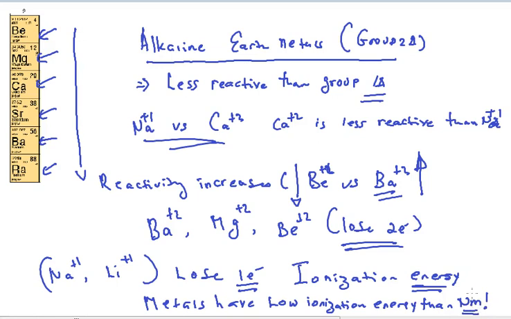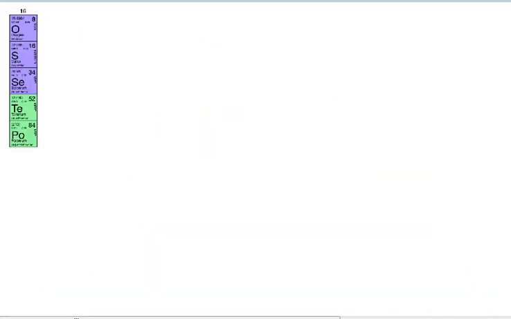Please notice it, that's very important to remember. We're also going to discuss group 6A, group 7A, and group 8A. As we go from left to right, please also remember that we go from a metallic group to a non-metallic group. So the next group is called group 6A.